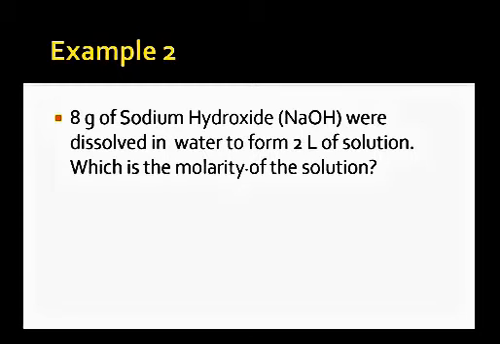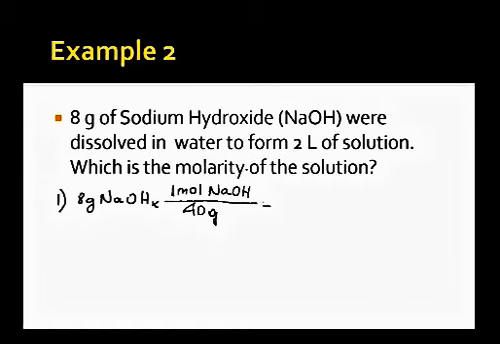In this second example, we have 8 grams of sodium hydroxide that we can pass to moles. So 8 grams of sodium hydroxide. We know that 1 mole of sodium hydroxide is 40 grams. That means the number of moles of sodium hydroxide then is 0.2.